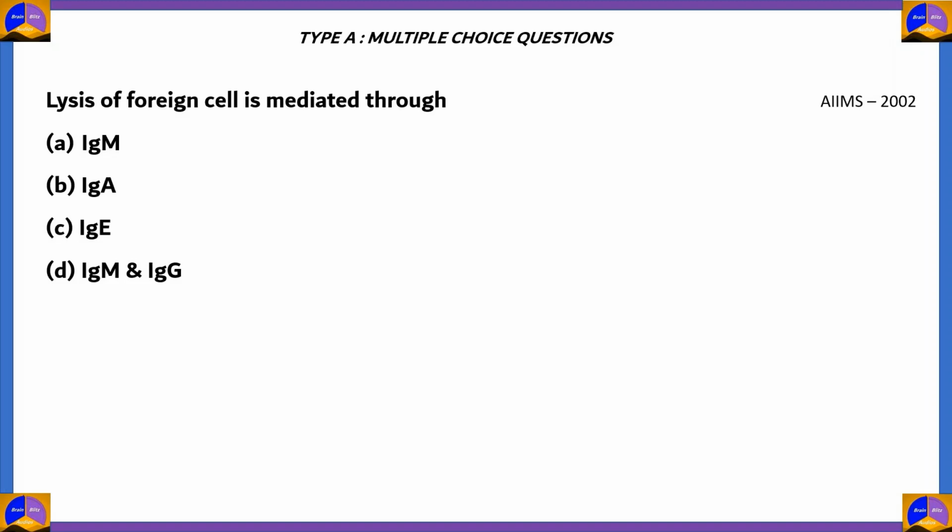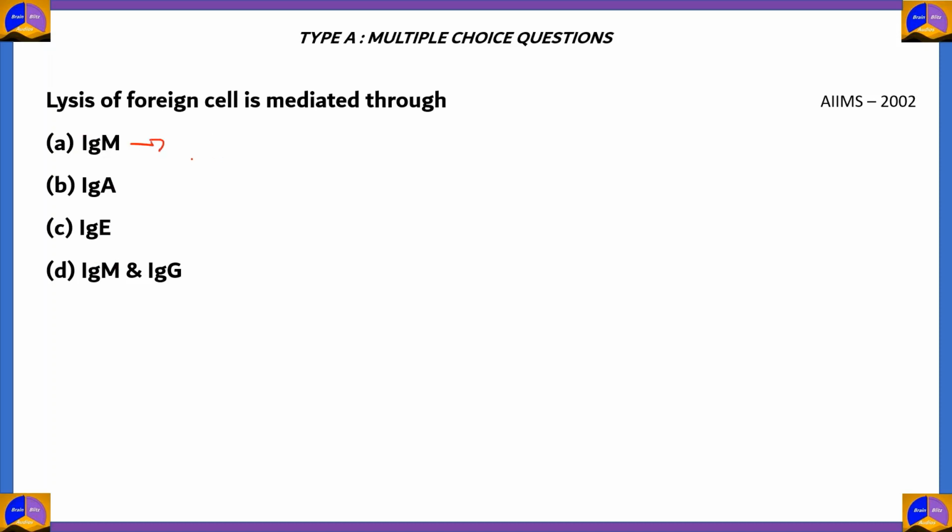Lysis of foreign cell is mediated through A. IgM, B. IgA, C. IgE, and D. IgM and IgG. So these are various types of immunoglobulins, and we need to find out which of these mediates lysis of foreign cell. So let's look at each of our options.